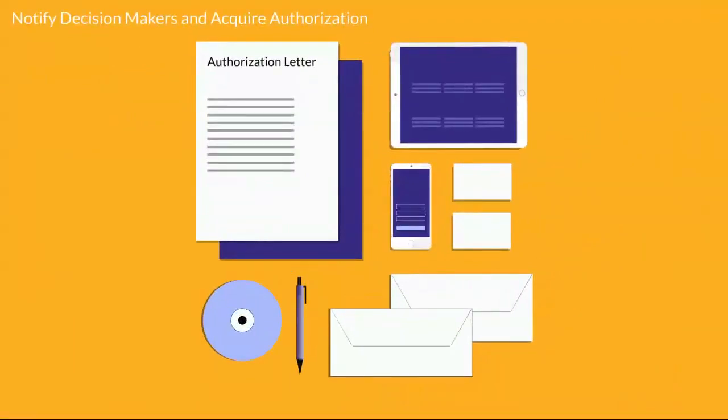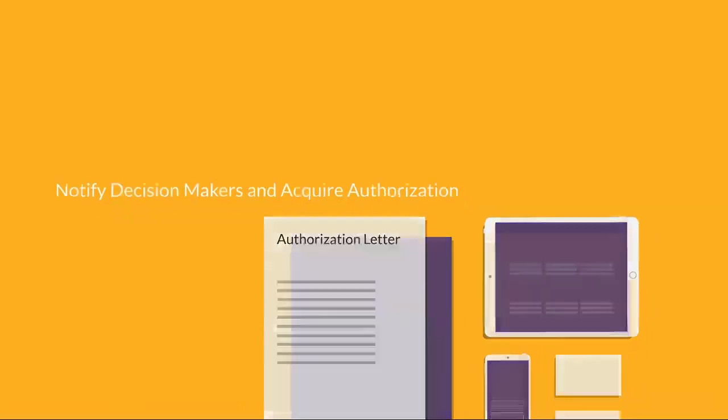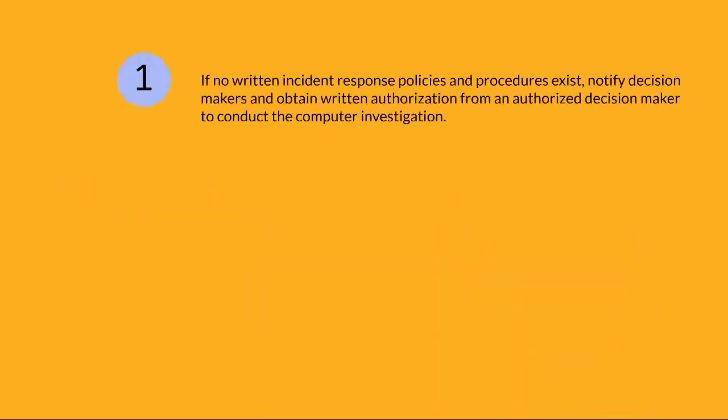The first step is notify decision makers and acquire authorization. To conduct a computer investigation, you first need to obtain proper authorization, unless existing policies and procedures provide incident response authorization. Then you need to conduct a thorough assessment of the situation and define a course of action. Use the following best practices. If no written incident response policies and procedures exist, notify decision makers and obtain written authorization from an authorized decision maker to conduct a computer investigation.